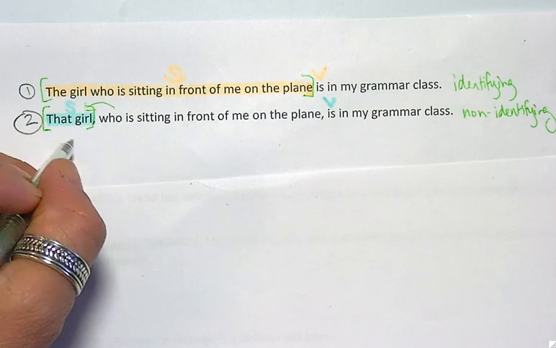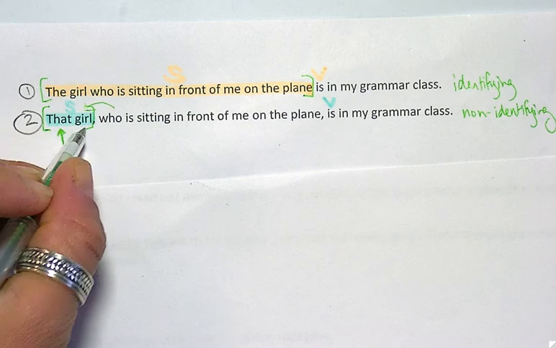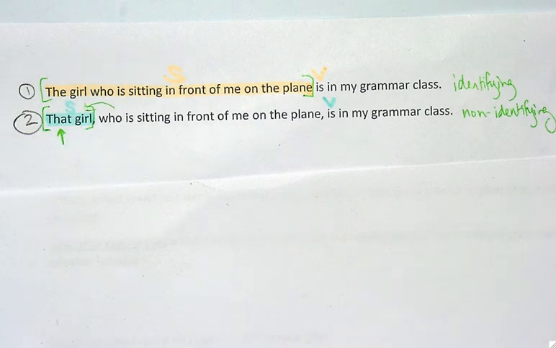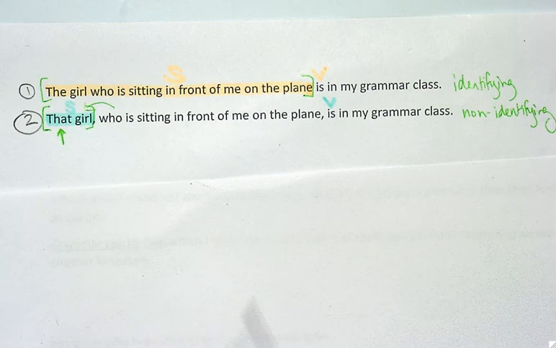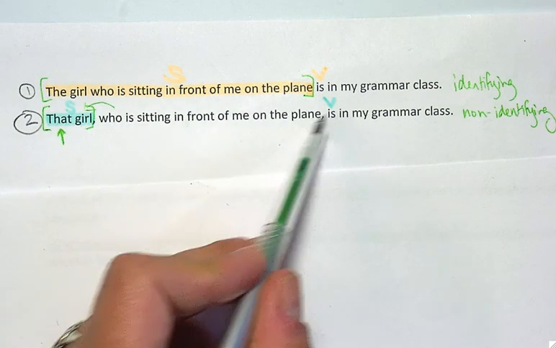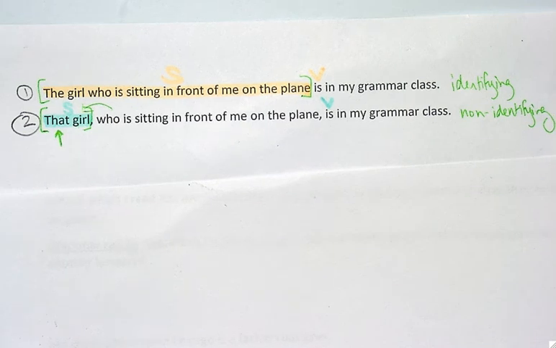And we can actually see that here we have this demonstrative adjective before girl. It gives us a little bit more information about girl. And so we might not need this extra information about the fact that she's sitting in front of me on the plane. We're going to look at a few more examples, so don't panic yet. If this is a little bit confusing, don't worry. But before we do, let's take a look at our grammar rules.